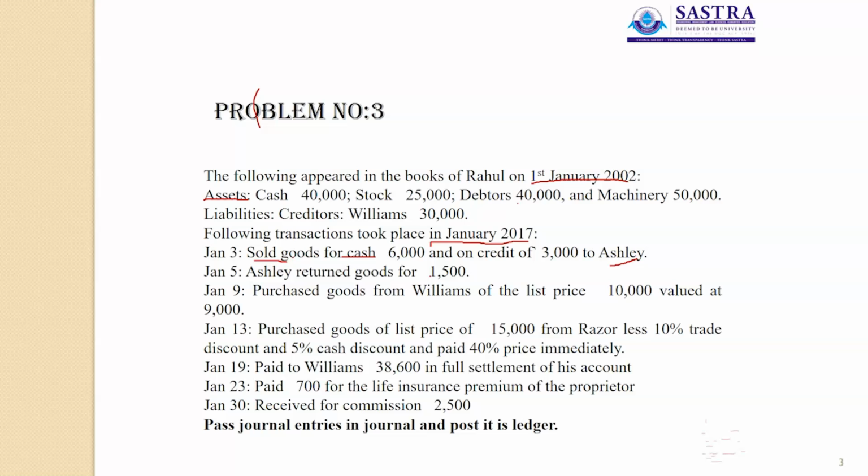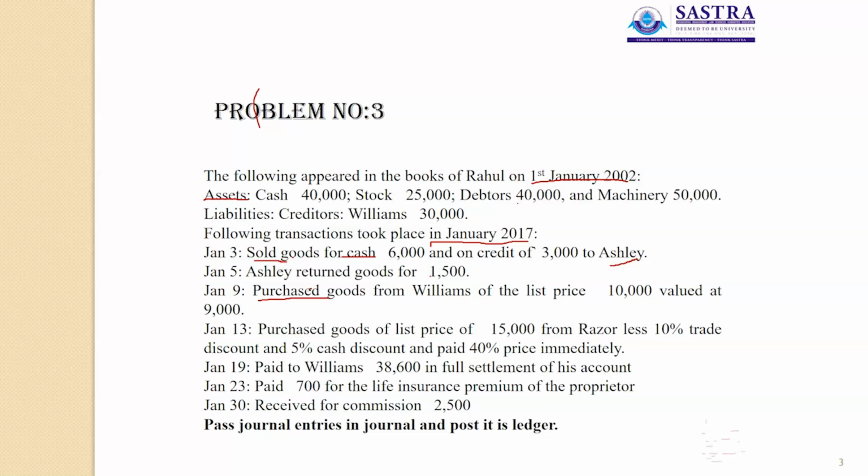Then the next one is purchased goods from Williams of the list price rupees 10,000, valued at 9,000. The manufacturer's suggested price is called the list price. So valued at rupees 9,000, the list price is not recorded in the books of account. So the journal entry is purchase account debit to William account.